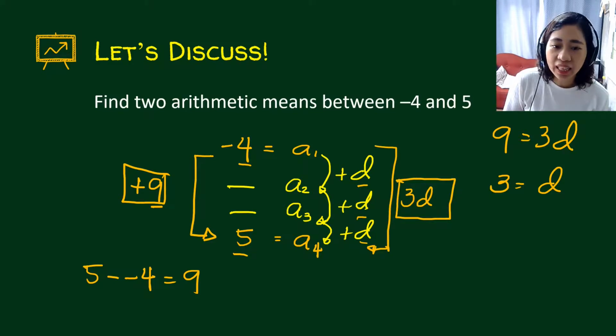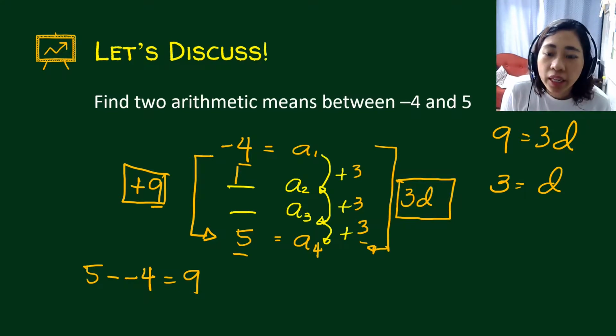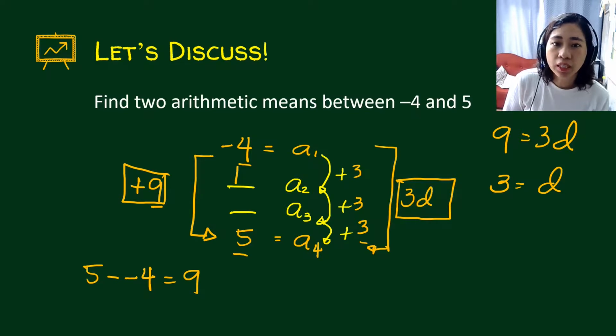Parang yung kanina lang din, pero medyo iba lang yung presentation niya. So, ito, alam natin, papalitan na natin na this is 3, 3, 3. So, yun na. So, ganun na. Negative 4 plus 3 is negative 1. Negative 1 plus 3 is 2. And then, 2 plus 3 is 5. So, ito, medyo mas maganda yung presentation niya. Okay?